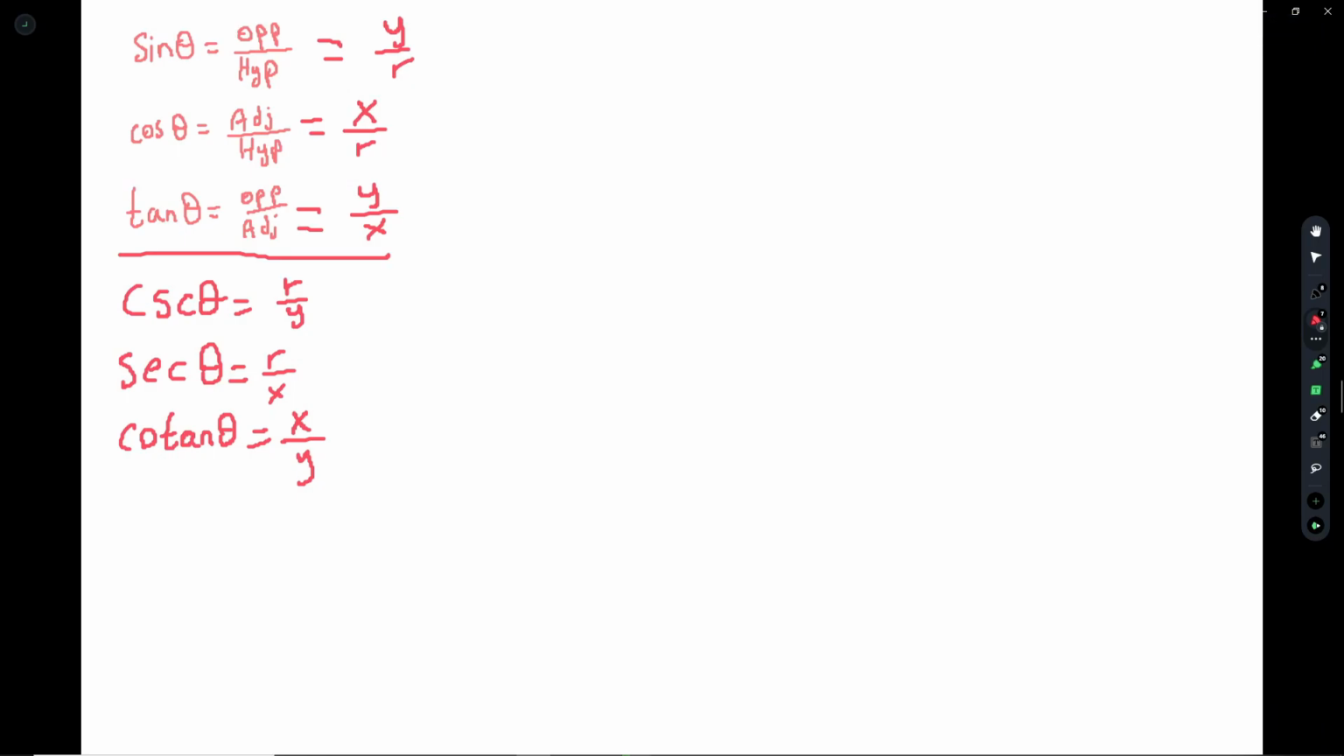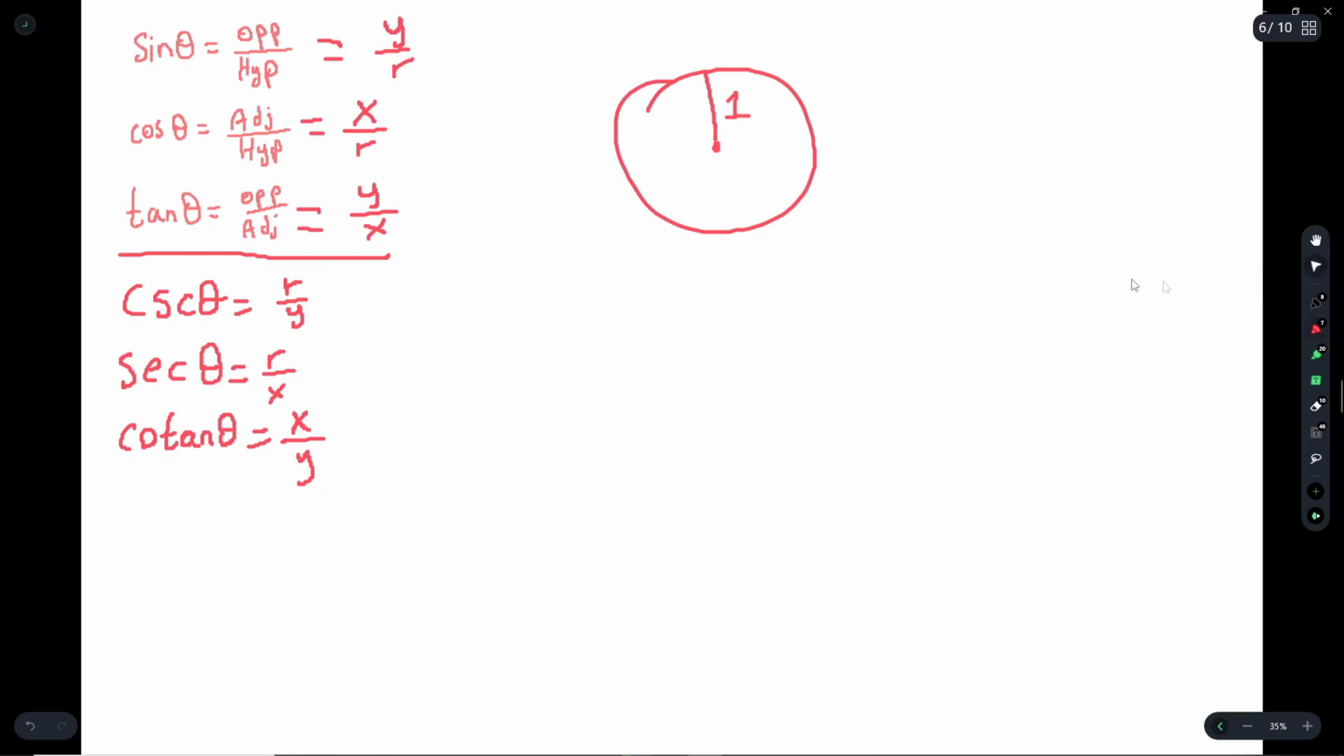Lesson 5.4. The main difference between this lesson and the previous one is that this one is on a unit circle, which means that, let's say this is a circle, this is our point, the radius will always be 1. So our r is always 1. This will always be 1. So anywhere in our previous lesson where we had r, we'll just replace that by 1.